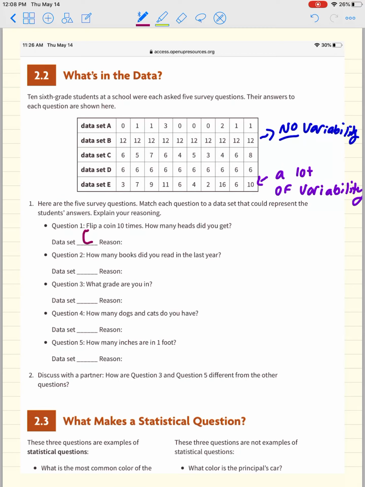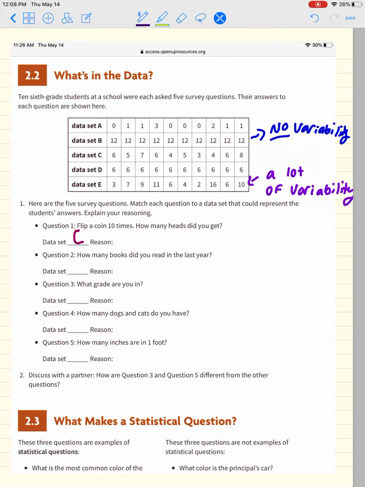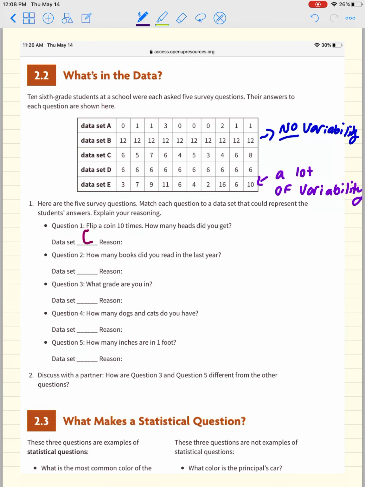So by process of elimination, I think we can agree that data set E makes the most sense. Some students only read 2 books. One student read 16, one student read 11. So this one makes the most sense with the question. So I'm going to put question 2 is data set E.